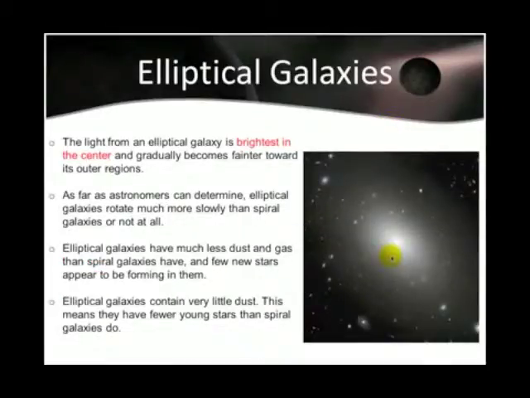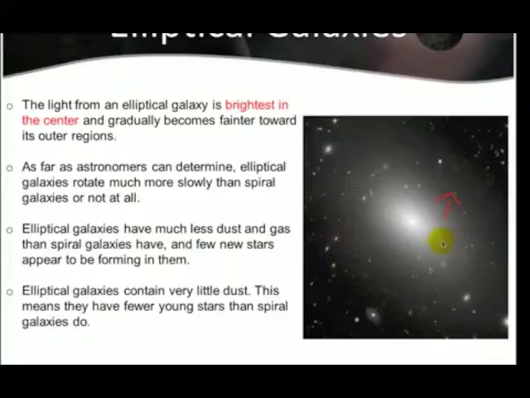The light from an elliptical galaxy is brightest in the center and gradually becomes fainter toward its outer regions. As far as astronomers can determine, elliptical galaxies rotate much more slowly than spiral galaxies, or not at all. Elliptical galaxies have much less dust and gas than spiral galaxies have, and few new stars appear to be forming in them. Elliptical galaxies contain very little dust. This means they have fewer young stars than spiral galaxies do.